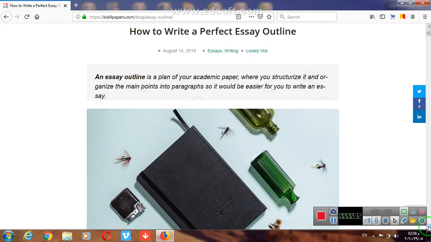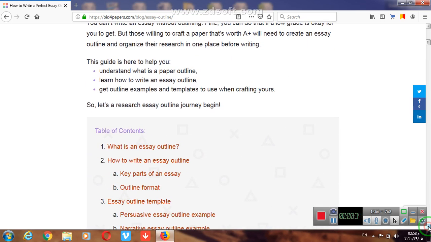And at the end of this lesson, you are going to understand what a paper outline is, learn how to write an essay outline, and get outline examples and templates to use when crafting yours. So those are the objectives we want to get through by the end of the lesson.